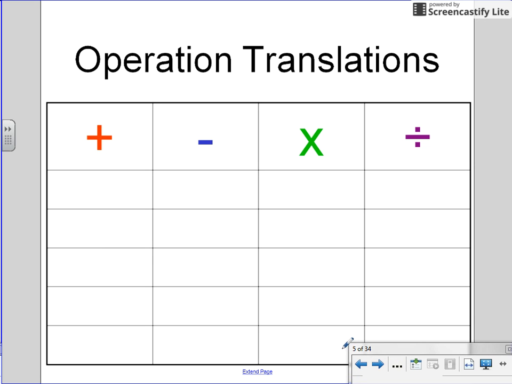So what I want you to do, once you've got your learning target down, is make a big old chart with 4 columns. Put each of these math operation symbols at the start of each of the columns. And once you've got that box, by all means, pause the video, get this created, and then we're going to start adding some words.